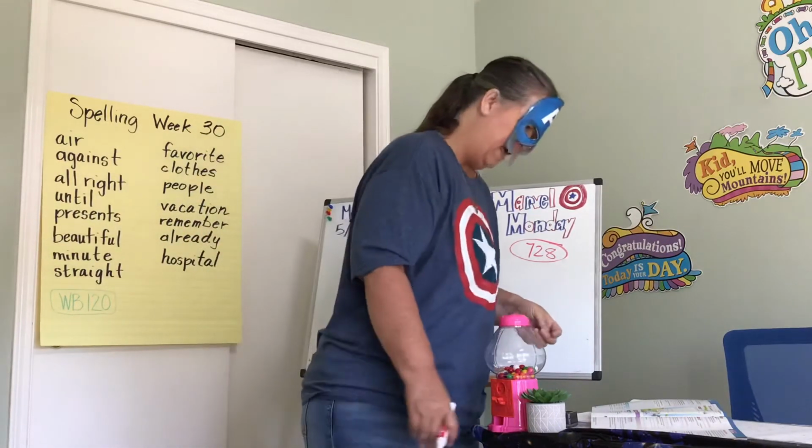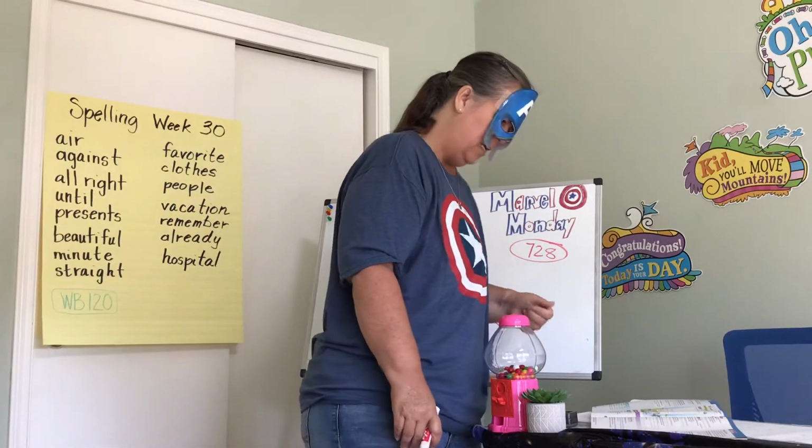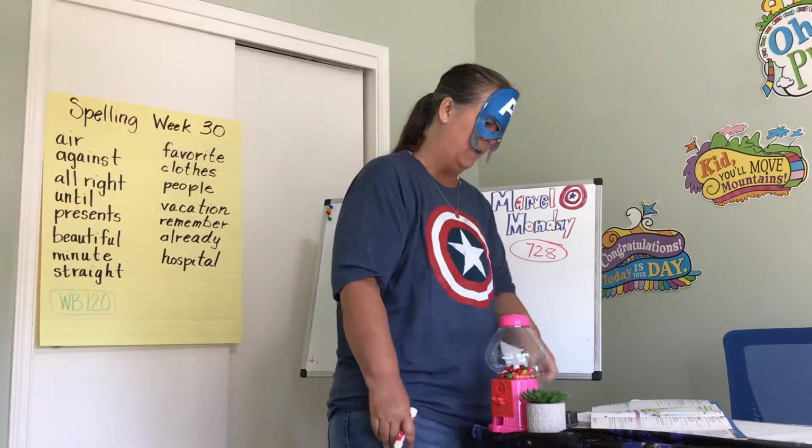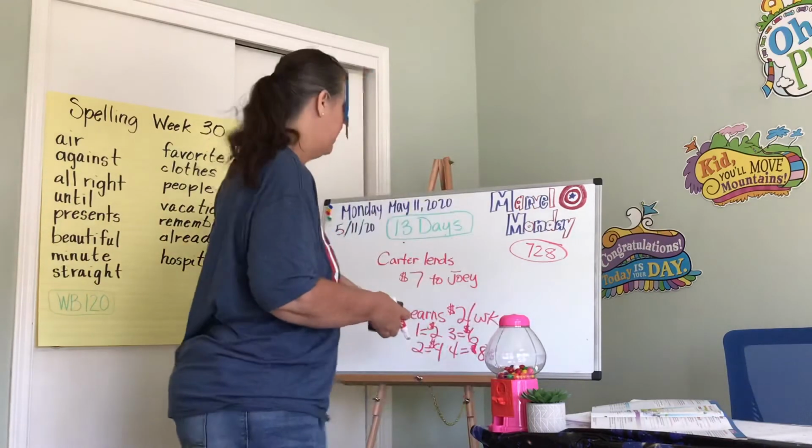Number 2, Beth lends $6 to Nikki. Nikki earns $3 each week. How soon can Nikki earn enough money to pay Beth back? Okay, I want you to work that one out first, and then we'll talk about it.